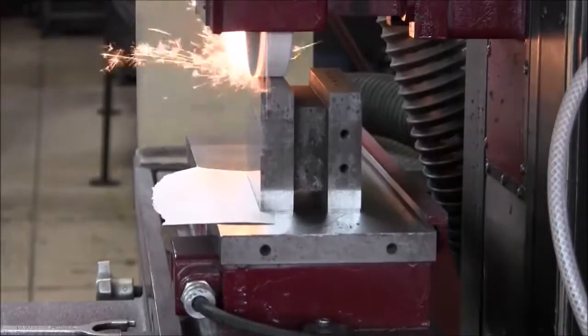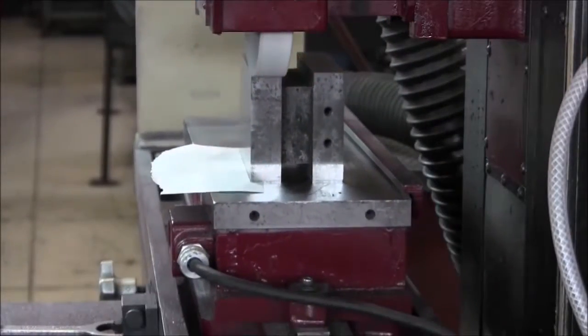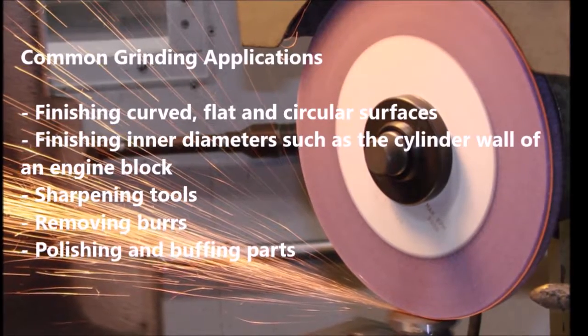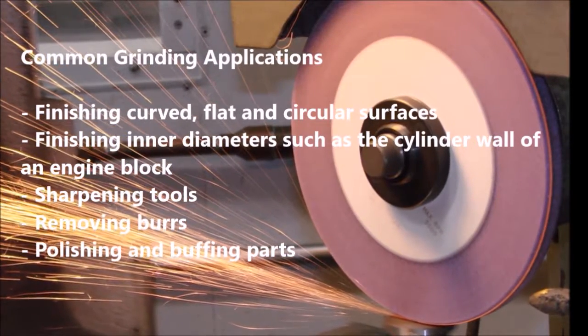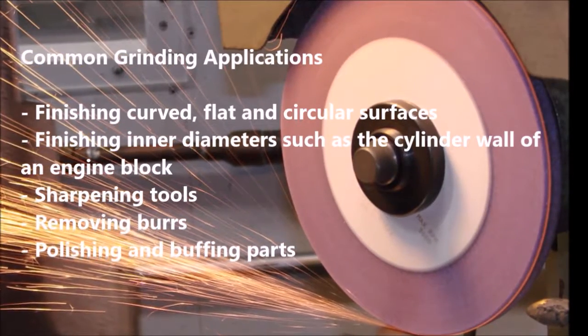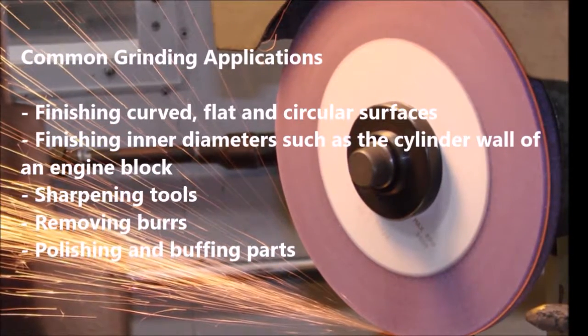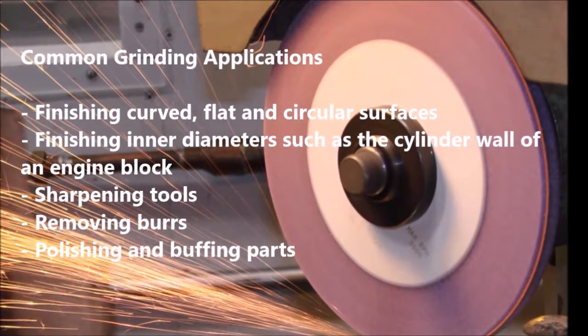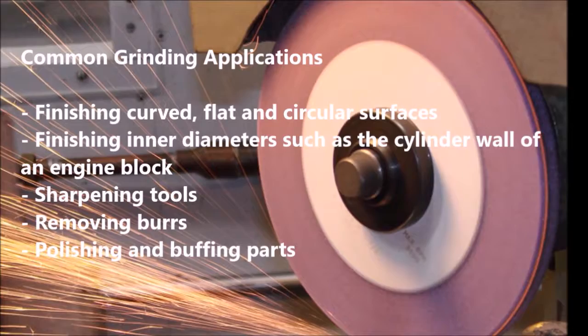Grinding can also be used for the sharpening of tools such as the cutting tool of a lathe or the edge of a knife. Some common applications of grinding include the finishing of curved, flat, and circular surfaces, the finishing of inner diameters such as the cylinder wall of an engine block, sharpening cutting tools, removing burrs from manufactured parts, and polishing and or buffing of specific parts.